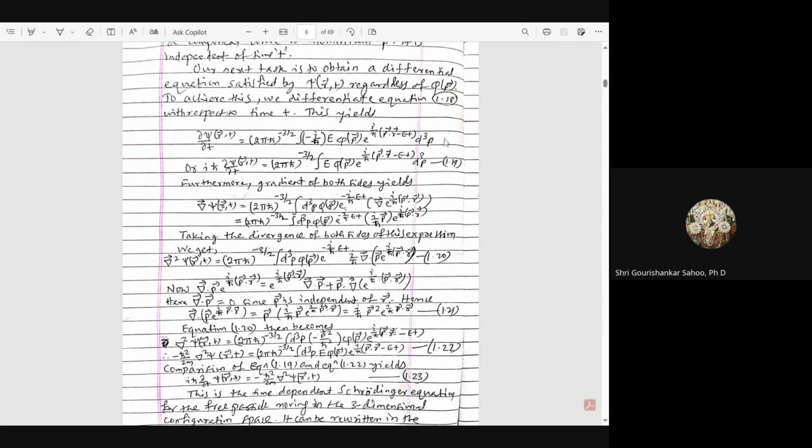So del psi by del t here on the right hand side, and minus h cross square by twice m del square psi on the right hand side, both the terms are the same. So you can write i h cross del by del t psi is equal to minus h cross square by twice m del square psi, where psi is a function of r and t. And this is the time dependent Schrodinger equation for a free particle moving in three-dimensional configuration space.